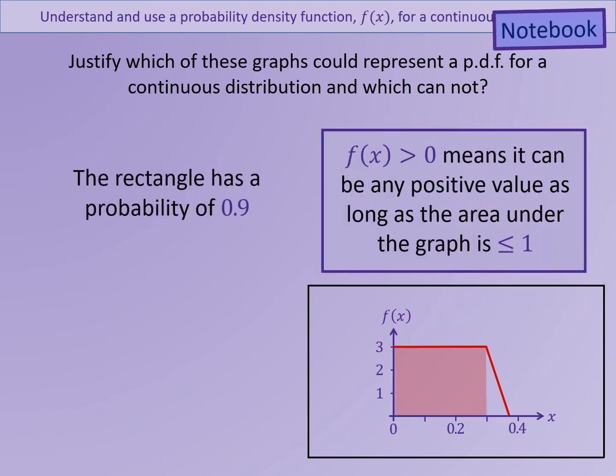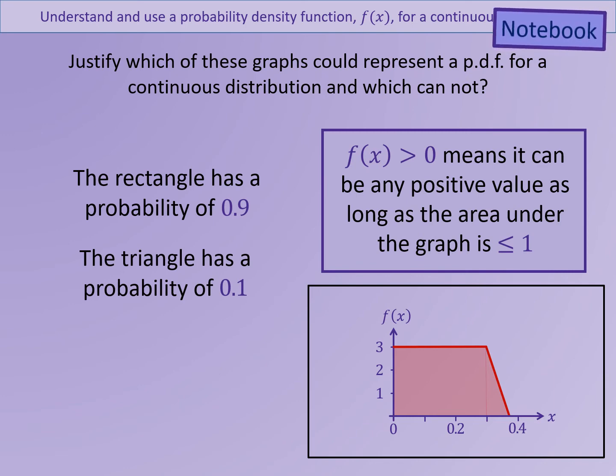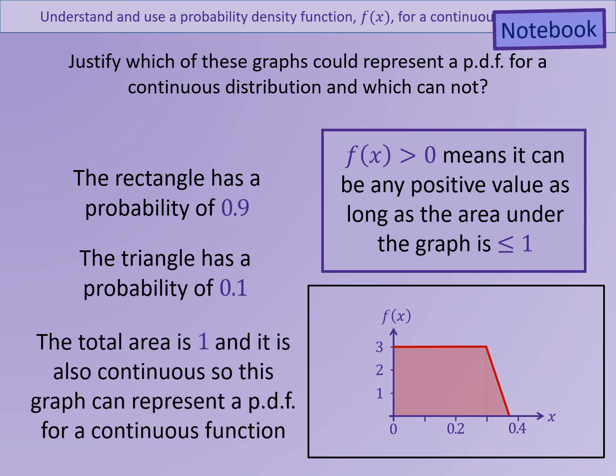For the final graph, we can see that f of x is always greater than 0. We just need to check the area under the graph. So the rectangle here has an area of 0.9. The triangle has a probability or area of 0.1. The total area is 1. It's also continuous, so we can say that this graph could represent a PDF for a continuous function.